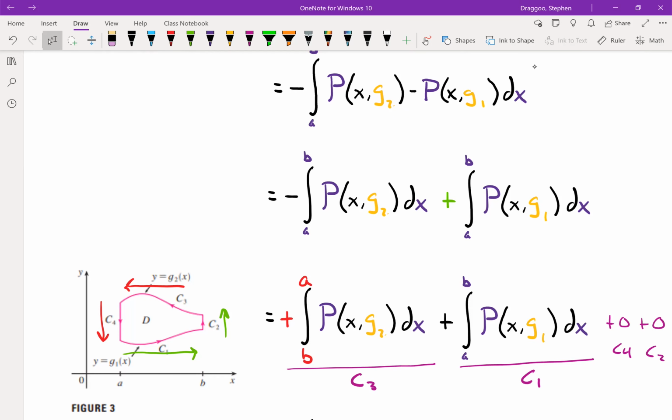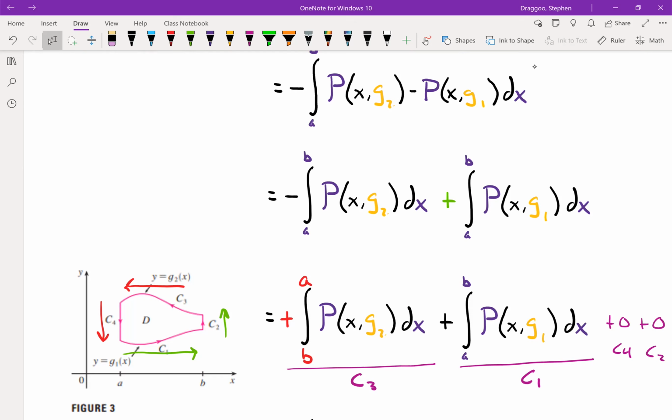But since we cherry picked ourselves a nice type 1 region, integrating along C2 or along C4 with respect to x, both of those are vertical lines, which means that dx is 0. So the integral along C2 or C4 is just going to be 0, because again, there's no change in x, so there's no area that would come up there. So yeah, again, integrating along a vertical line means that I would get 0 if I do a definite integral there. So C4 and C2, which are added in there at the end, both are going to be 0.